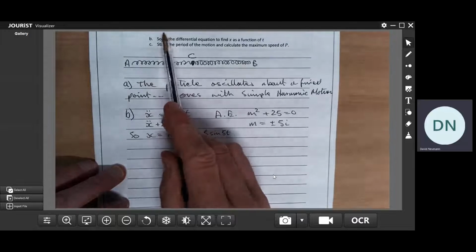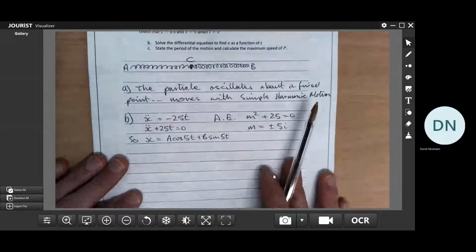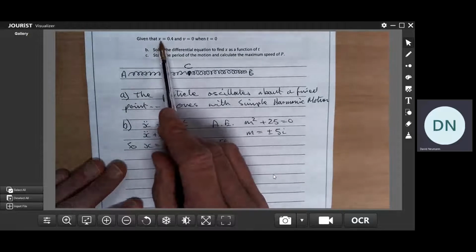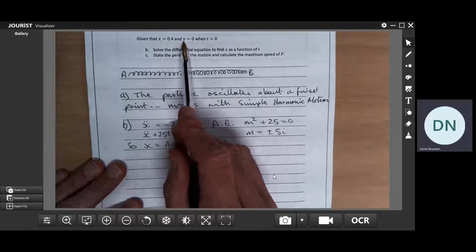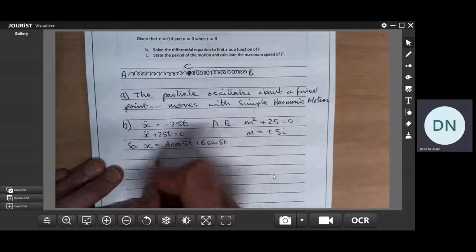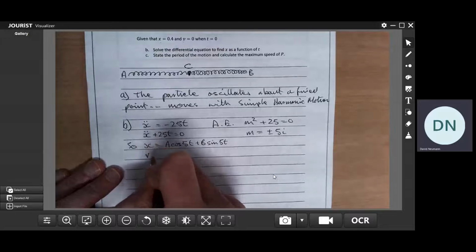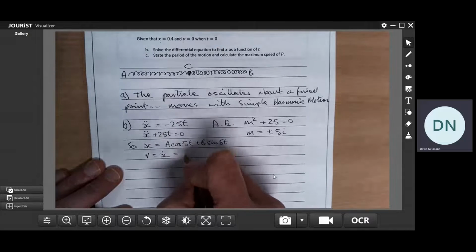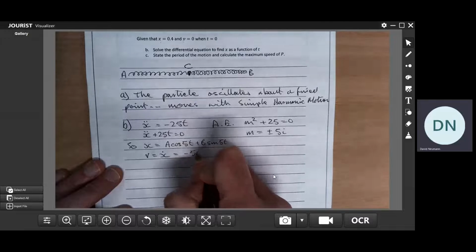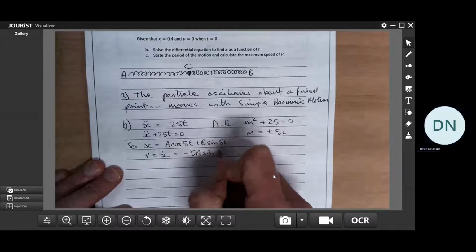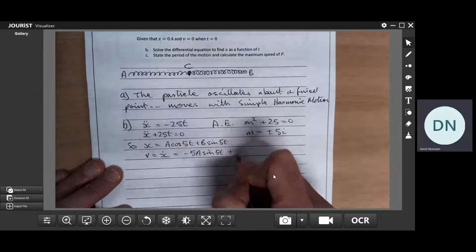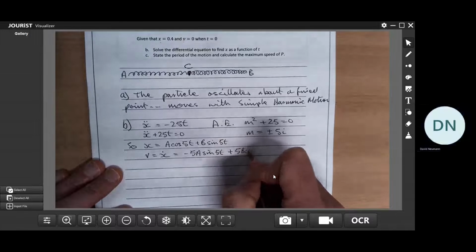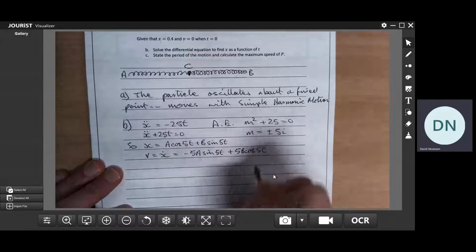And we've got some initial values, not just for x, but also for the velocity. So what we'll do is we'll just differentiate this so that we've got v, which is equal to x dot, is minus 5a sine of 5t plus 5b cos of 5t.